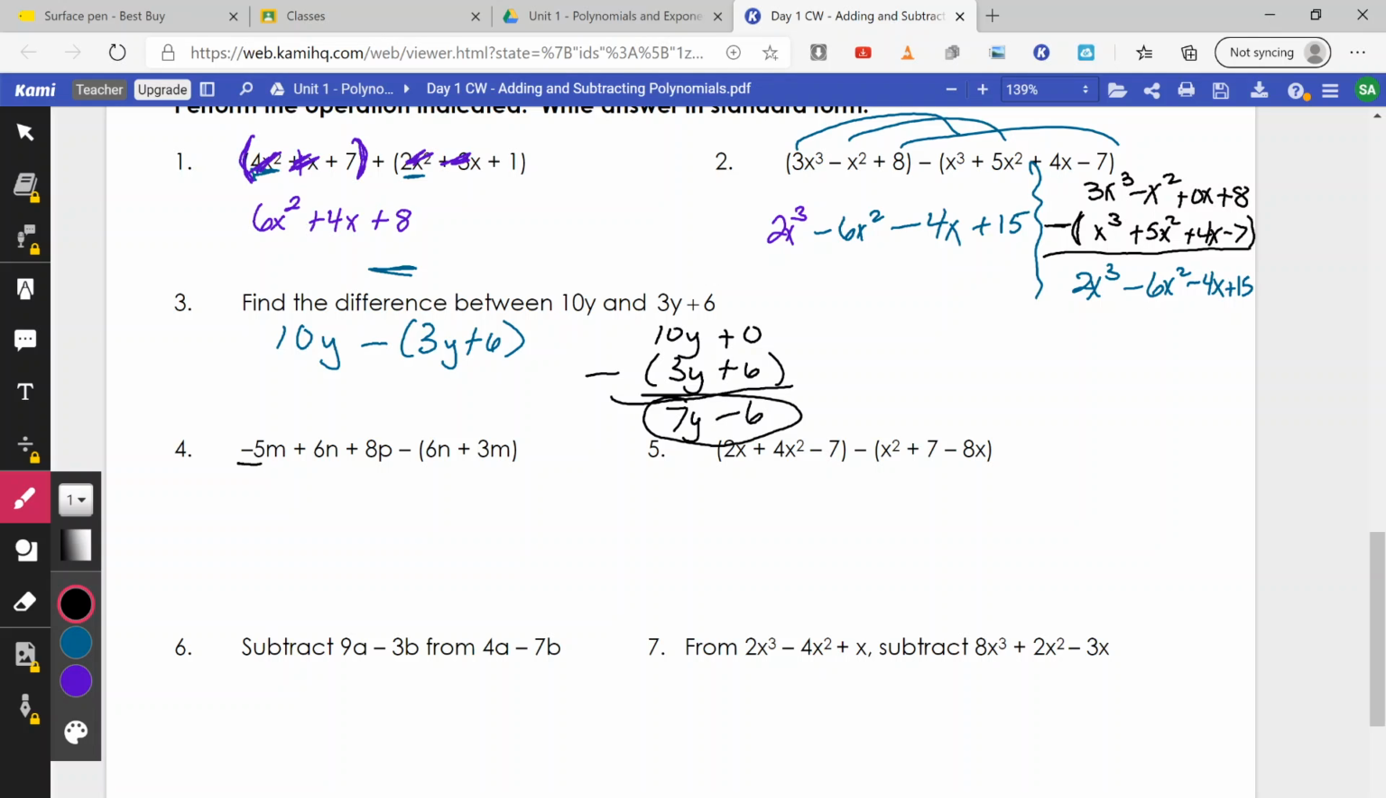So first we have a negative 5m. We are subtracting, and here's the other m, 3m. So negative 5m minus the 3m means negative 5 minus 3, so minus 8m. So I took care of the m's. Then I have 6n minus 6n. Well, 6 minus 6 is nothing, so they cancel out. There's nothing going on. And then all I have left is the positive 8p.